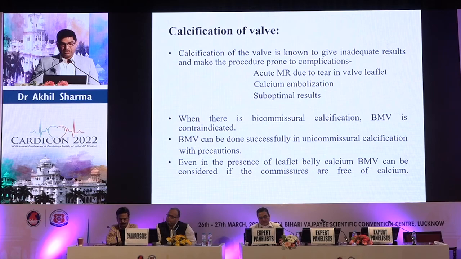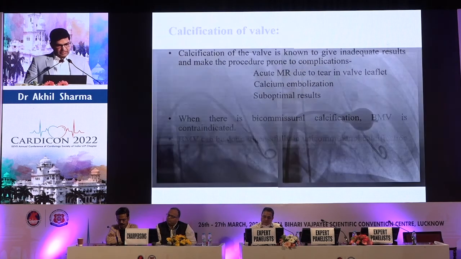Again, anatomical variation, calcification. We all know calcification of the mitral valve deteriorates our result, and can cause acute MR, embolization or a suboptimal result. Bilateral commissural calcification is an absolute contraindication. Unilateral commissural calcification can be done successfully, and leaflet calcification with gray commissures gives good results in our case.